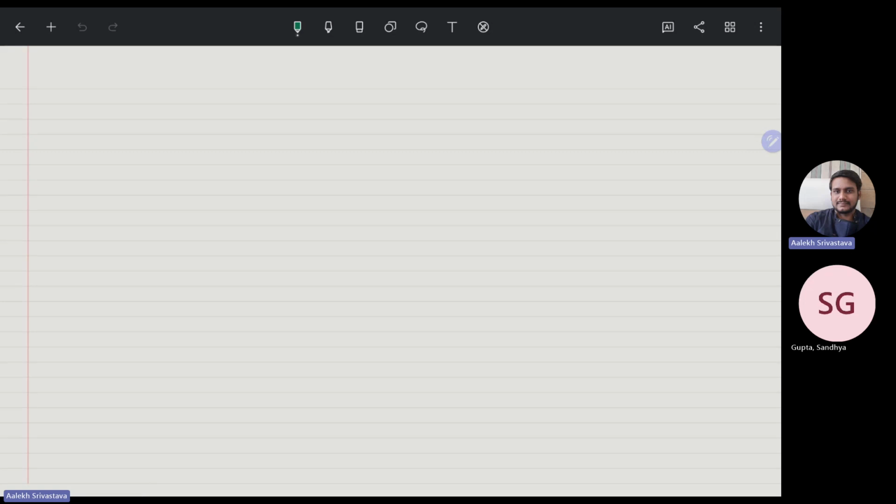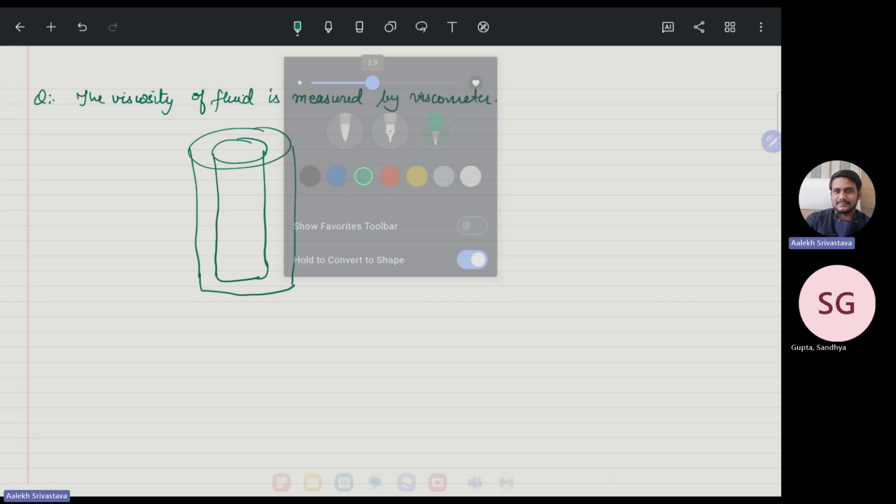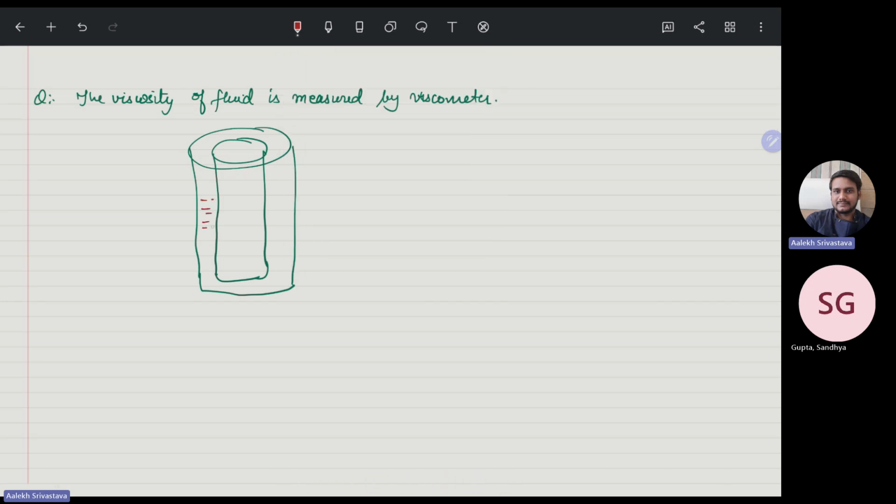So the next question says the viscosity of a fluid is measured by a viscometer, and it is constructed of two concentric tubes. So one is this and another is this. And it says that the fluid is filled in between the spaces.